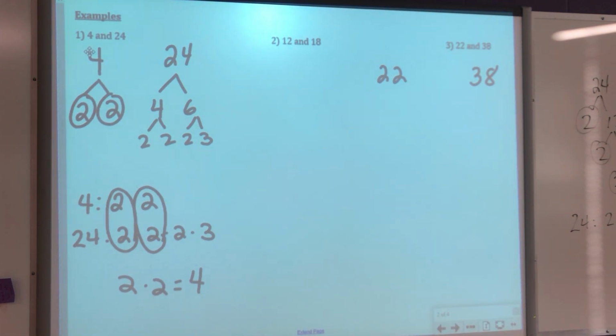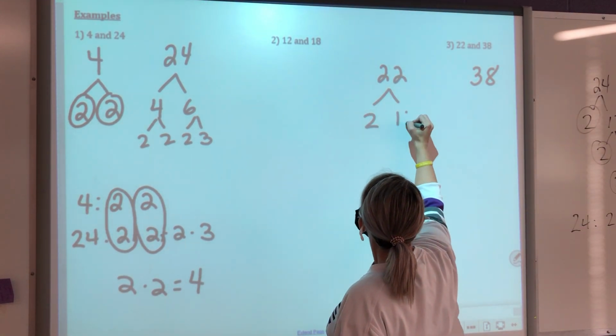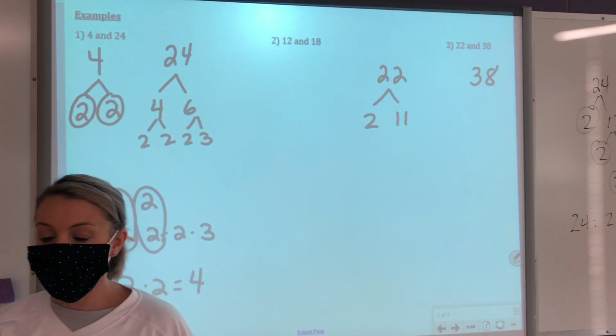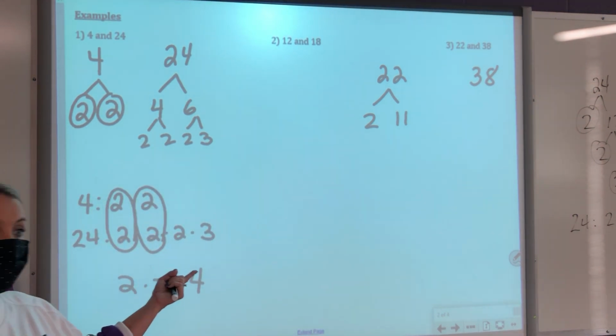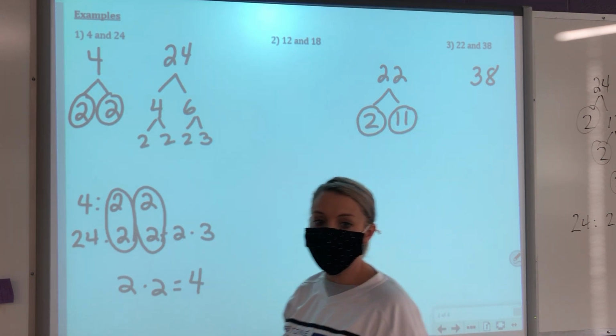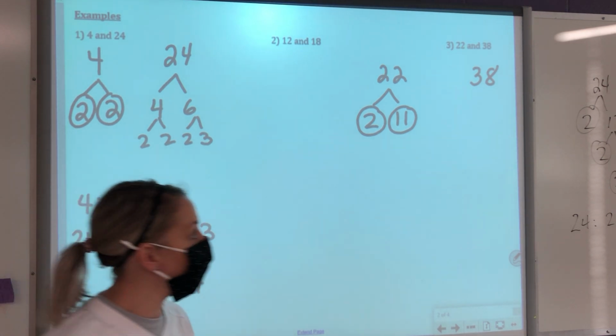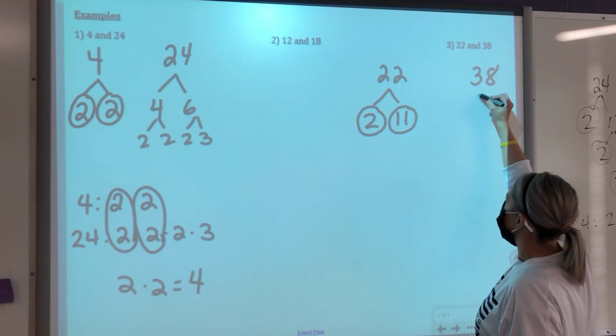11 times 2. Okay, it's an even number, right? So if it's an even number, we know that it is a multiple of 2, divisible by 2. So 2 and 11. Oh, so they're both prime numbers. You can't multiply them further. Factors of 2 are 1 and 2. Factors of 11, 1 and 11. So they're both prime.